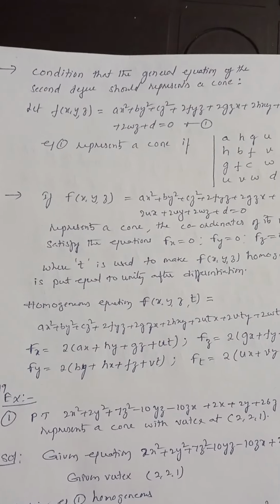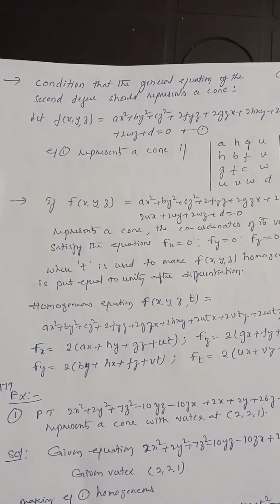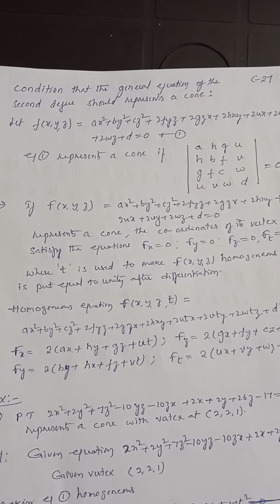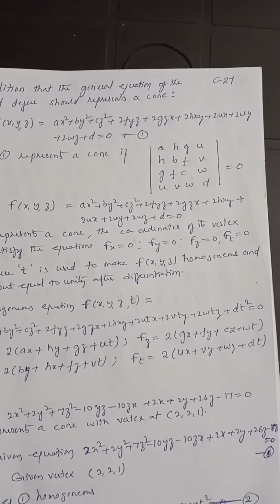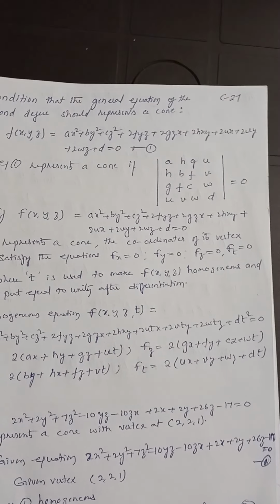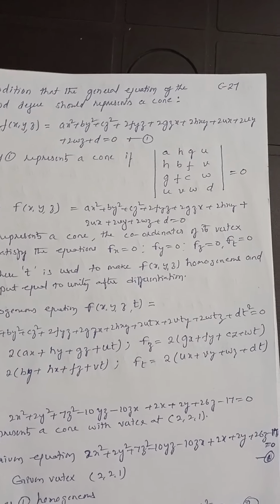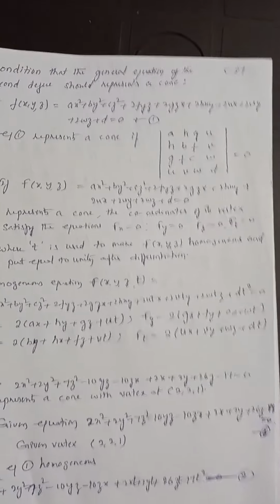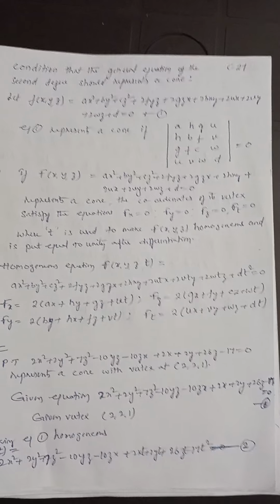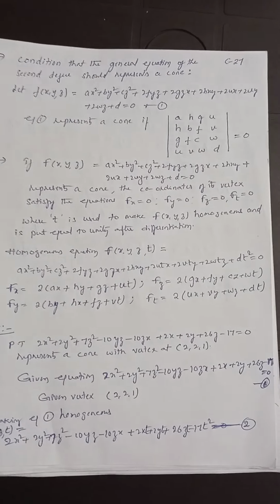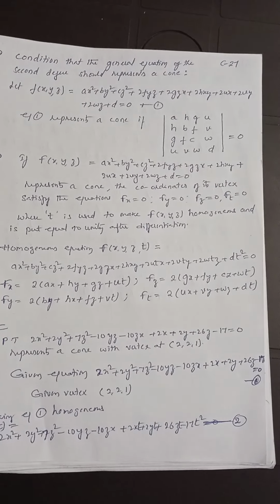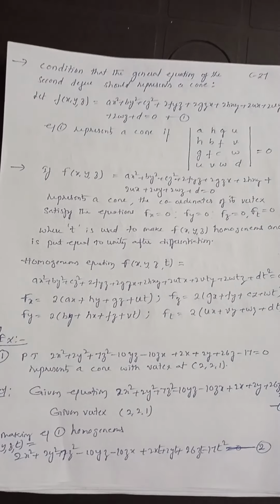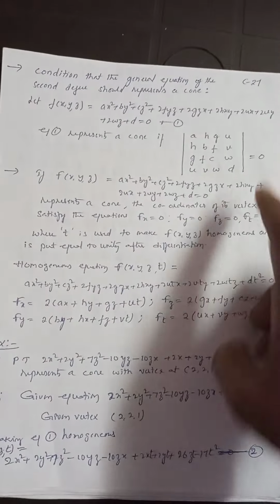The general second degree equation in x, y, and z, denoted by f of x, y, z, is ax² + by² + cz² + 2fyz + 2gzx + 2hxy + 2ux + 2vy + 2wz + d = 0. Now this second degree equation is given to you. If this second degree equation represents a cone with some vertex, this is the condition.